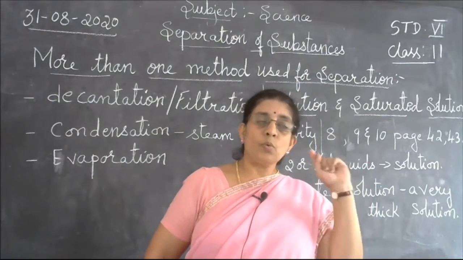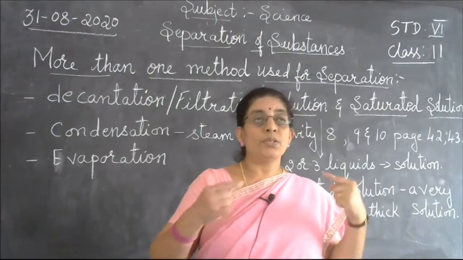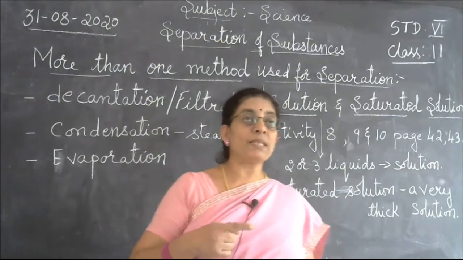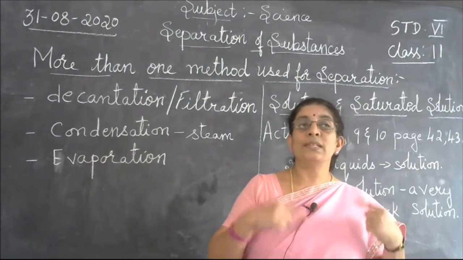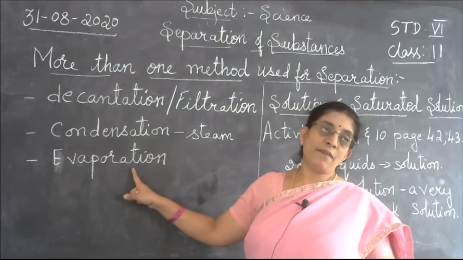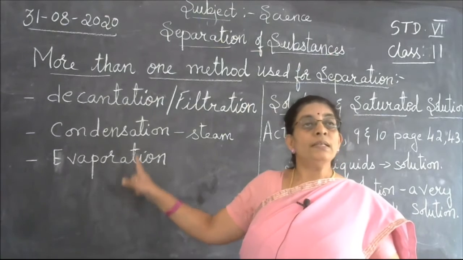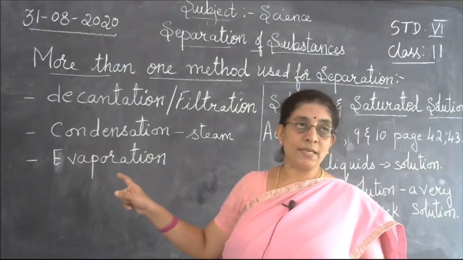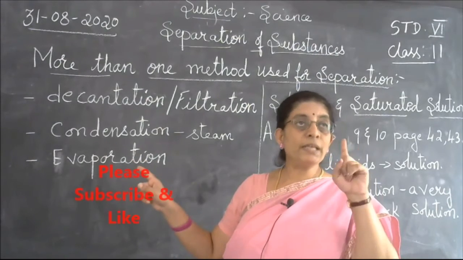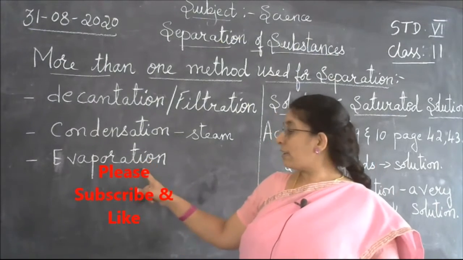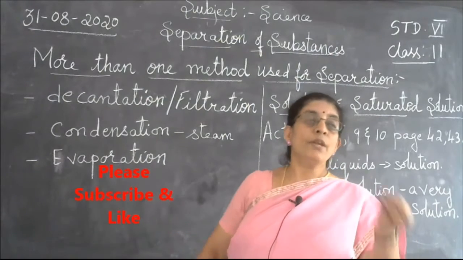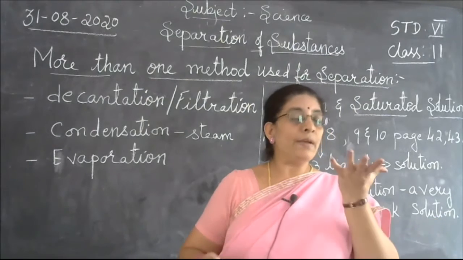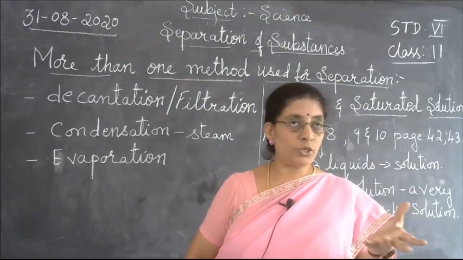Now, what is happening to the steam? It is all getting mixed with the air in the atmosphere. That method is called evaporation. So these are the methods which can be used to separate substances, that is, more than one method. In this evaporation, what happens when you allow the water to boil? All the water will boil away, and when there is no water in the vessel, switch off the stove.